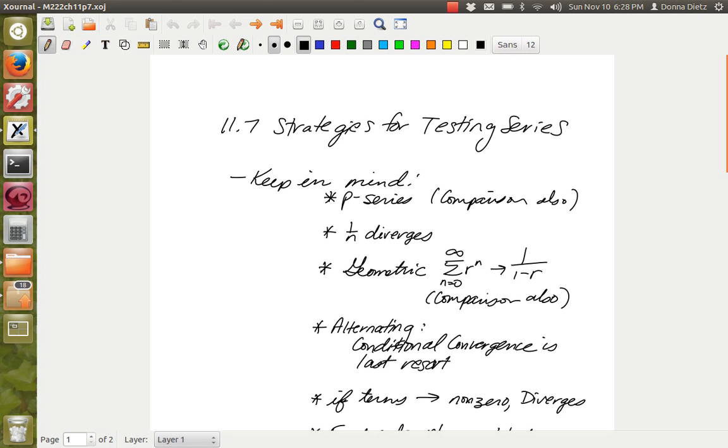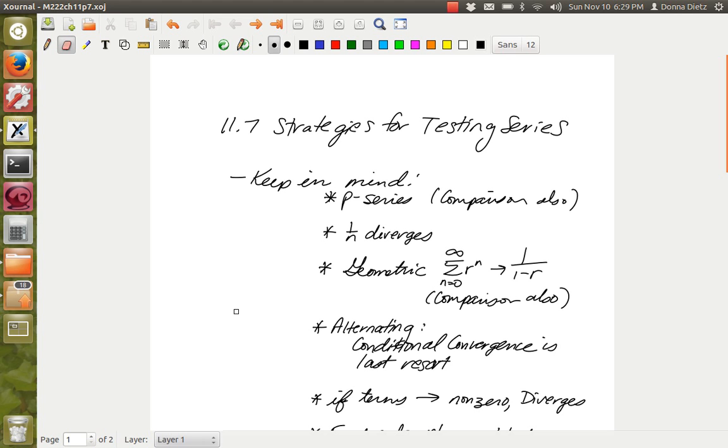So things we need to keep in mind: everything from 11.3 up to 11.6. We have to know that p-series are always available, both for comparison purposes and for themselves. We know that p-series converge when p is greater than 1. What's a p-series? 1 over n to the p. Okay, so we know that 1 over n diverges. That's the harmonic series. But of course, if we're alternating, then we get conditional convergence on the alternating harmonic series.